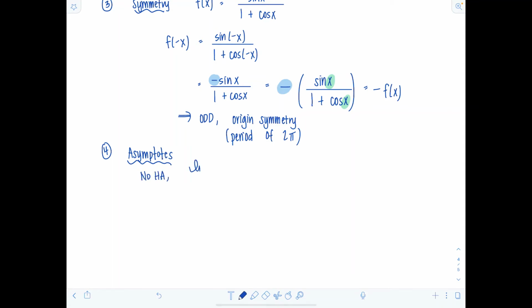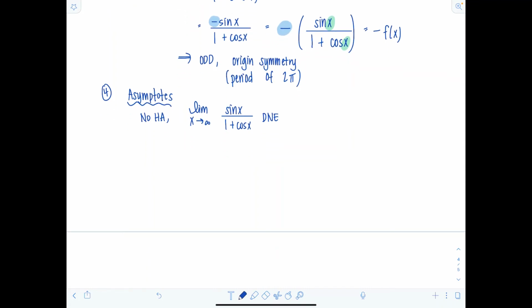And if you want to think about the limit as x goes to infinity of sine x over 1 plus cosine x, this just does not exist. Both sine and cosine are periodic, right? And I can't bound this using some sort of squeeze theorem or anything. So this limit just doesn't exist. There's no horizontal asymptotes. I do want to investigate what's going on at all of the points that we have to remove from the domain. I want to investigate what's going on at all the odd multiples of pi.